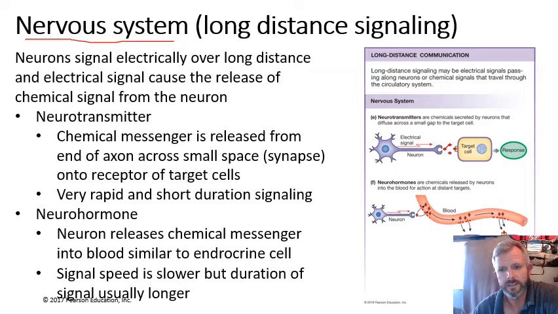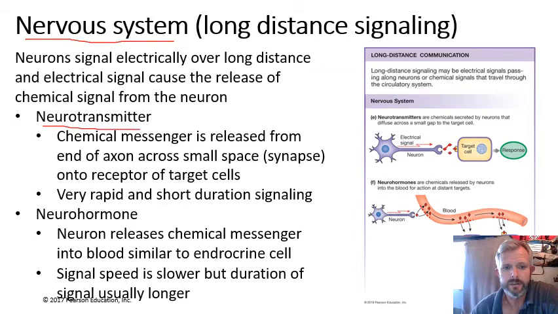And different from the endocrine system, there's not just a chemical signal taking place. There is an electrical signal that gets converted to a chemical signal when we reach the target tissue, or reach the synapse, to communicate chemically.